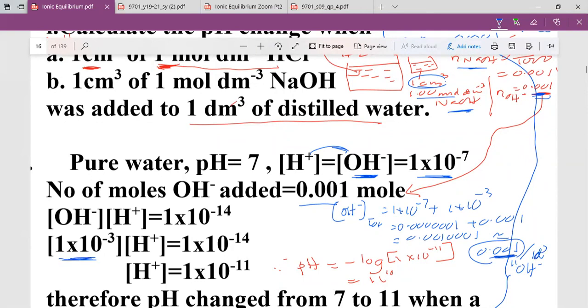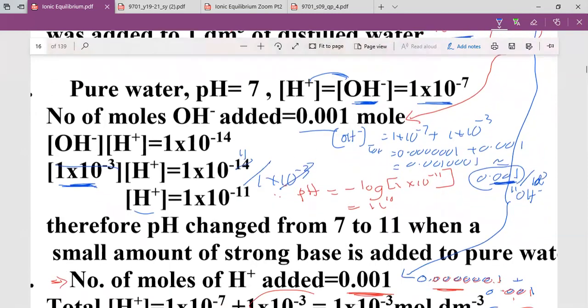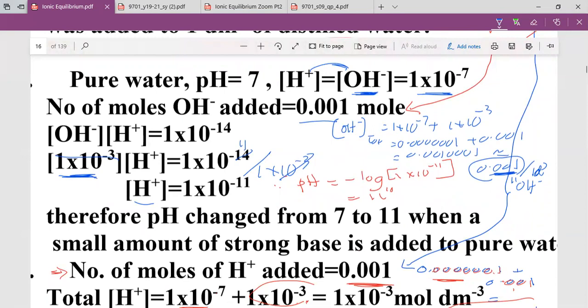After everything inside here, what is the H plus? Because pH is equal to minus log of the H plus concentration. So bring over here, and your H plus is over 1 times 10 to the power of minus 3. So cancel here, you get 11. So pH is equal to minus log base 10 of 1 times 10 to the power of minus 11. Bring 11 down, it's of course 11. So the change again is 4 units there. When you put a base, the pH changed drastically.